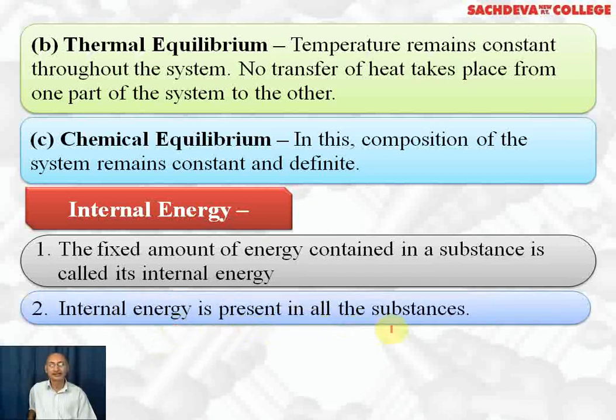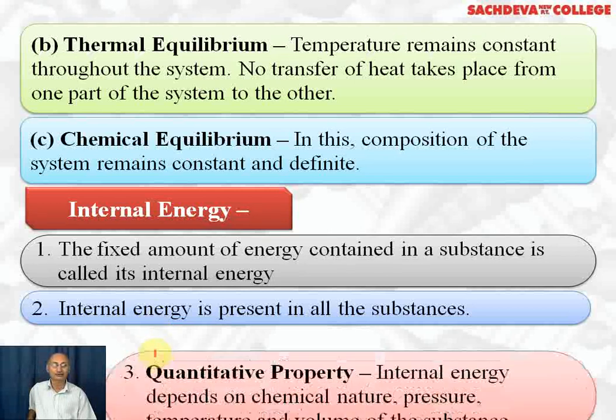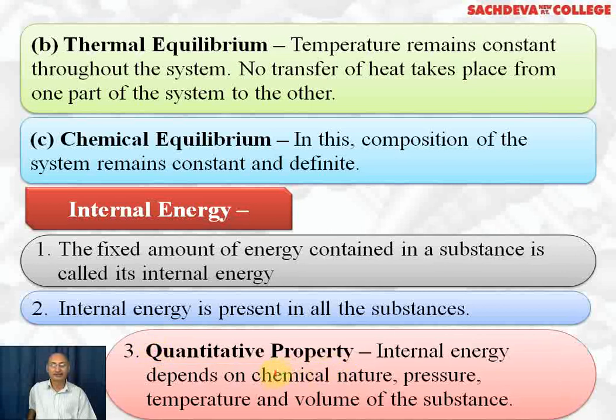Internal energy is present in all the substances. For example, the energy required to break a chalk depends upon its internal energy, and you know its internal energy is low. But if we want to break a pen, you need higher energy. It means internal energy of pen is higher than the chalk. Quantitative properties: internal energy depends upon chemical nature, pressure, temperature, and volume of substance. These are the quantitative properties which determine internal energy.